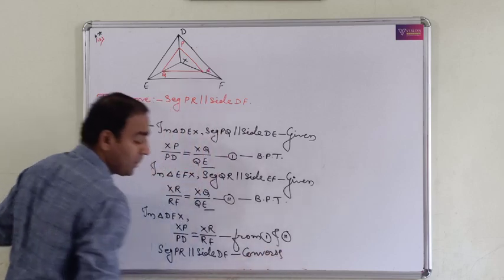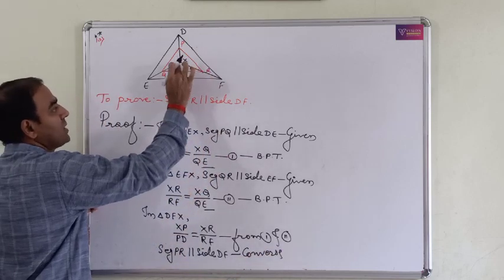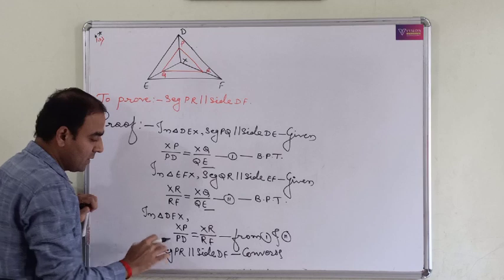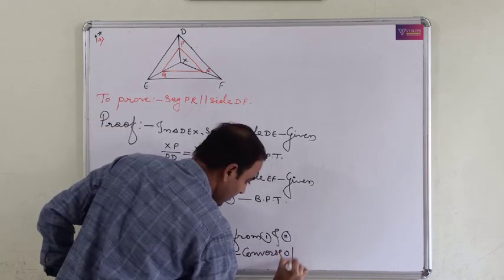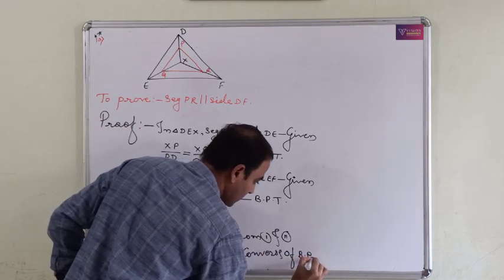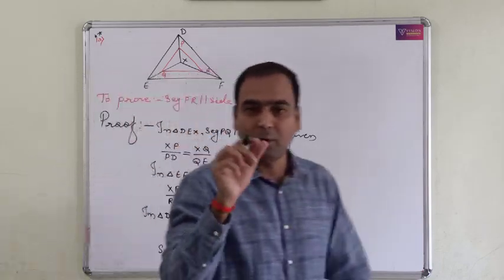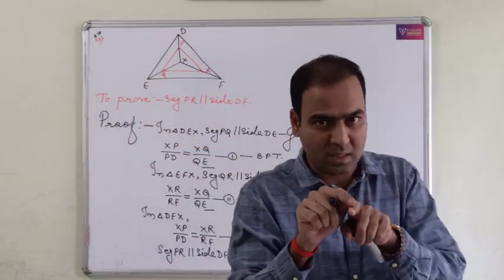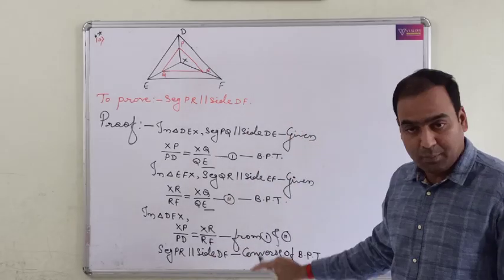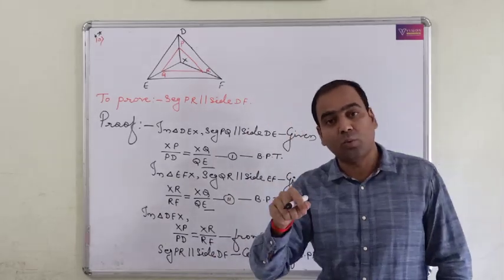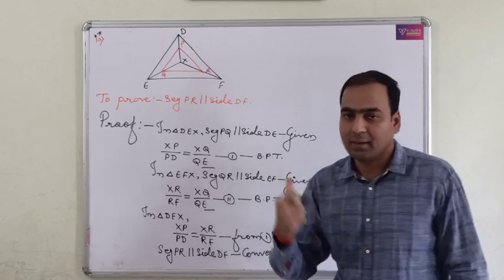What does the converse of BPT say? If a line divides two sides of a triangle in equal ratios, then it is parallel to the third side of the triangle. Have you got it? Write it carefully, and we have to fill up the boxes given. First of all, we have to write the complete proof, and then we go toward the activity. Have you got it? Write it, please.